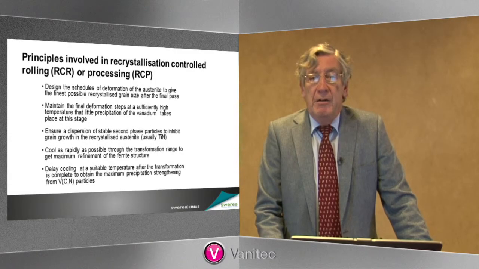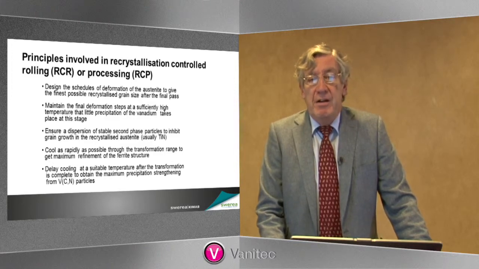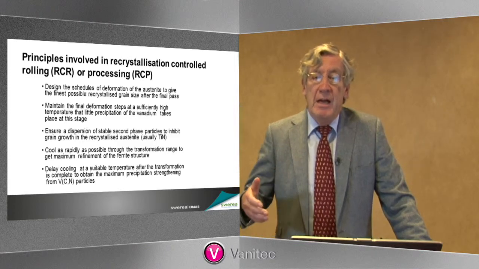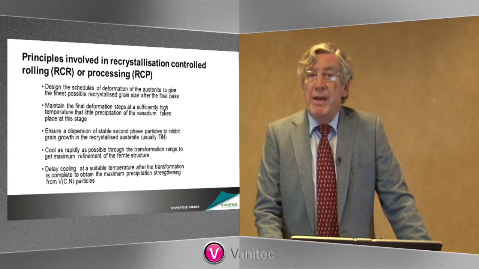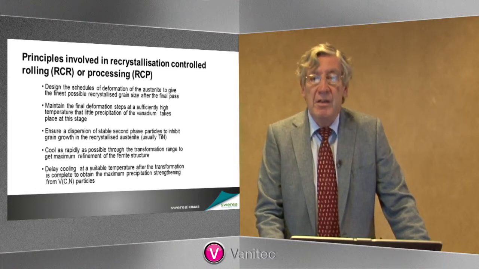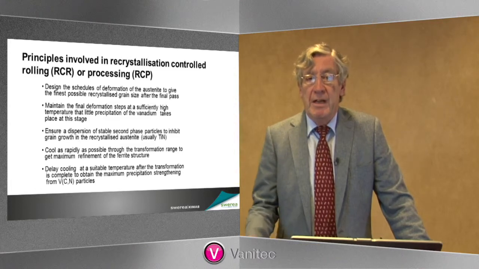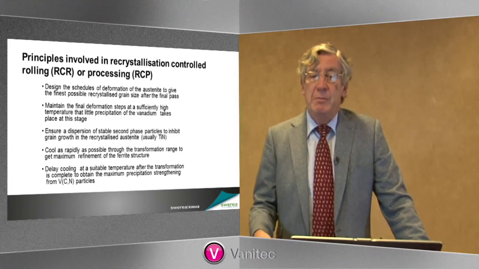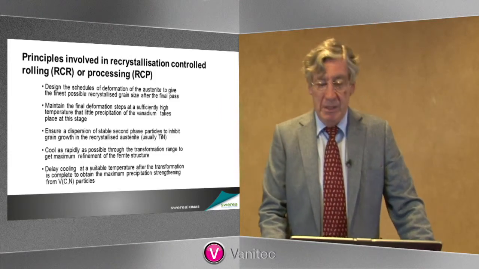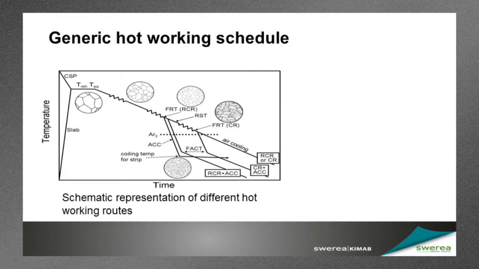That we'll achieve by rapid cooling, but at some stage thereafter we want to slow it down, because then we want to ensure that the transformation is complete and the maximum amount of precipitation of the vanadium carbonitrides takes place in order to maximize the strength of the steel. So we want to get a fine-grained ferrite with effective precipitation strengthening, which will give us the strength and toughness that we want in the product. If we take a look at this diagram, it's a kind of generic of hot working. It could describe a lot of rolling processes. It might even describe a forging process.